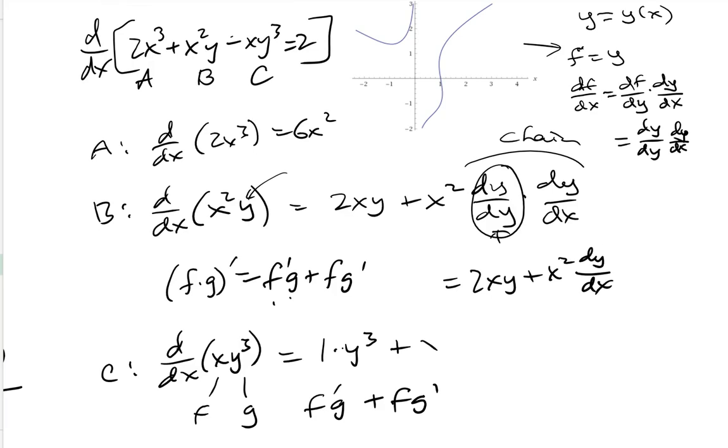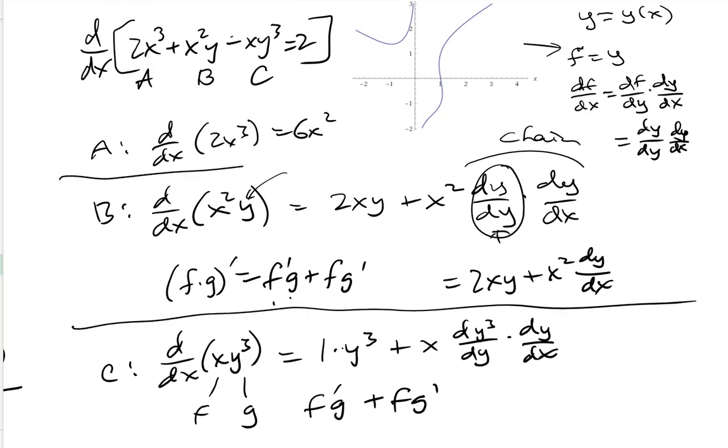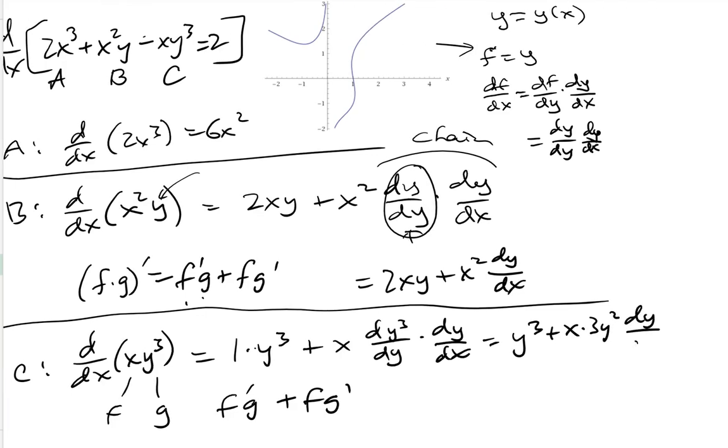Plus f is x. Now g prime, so that'll be the derivative of y cubed with respect to y, times dy dx. Chain rule. Let me separate these out. Well, the derivative of y cubed with respect to y is 3y squared. So this becomes y cubed plus x times 3y squared dy dx. Just comes over. So then we've cleaned this up. This becomes y cubed plus 3xy squared dy dx.